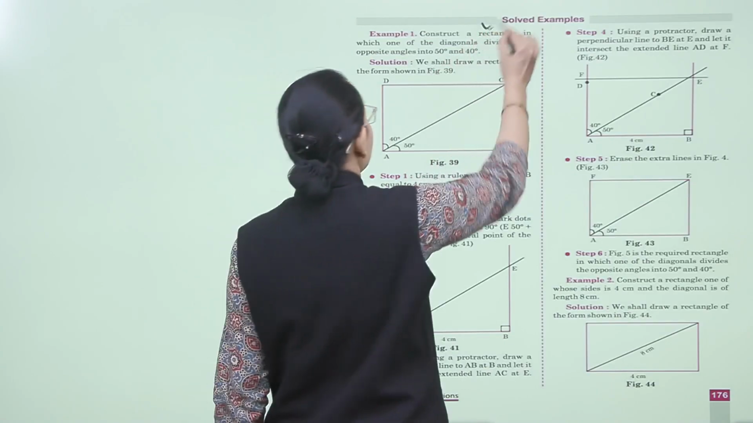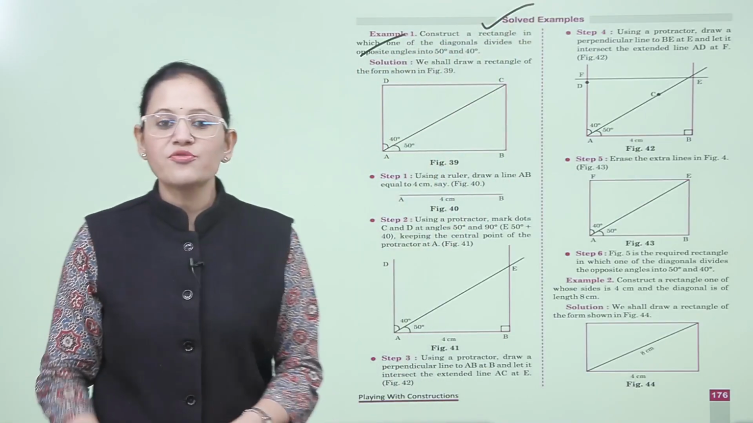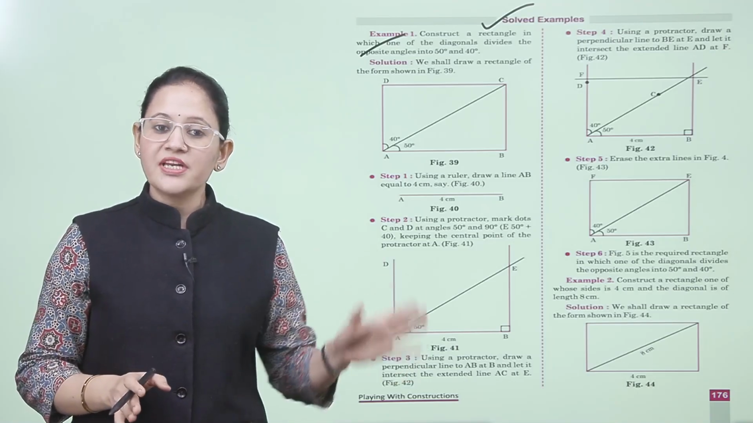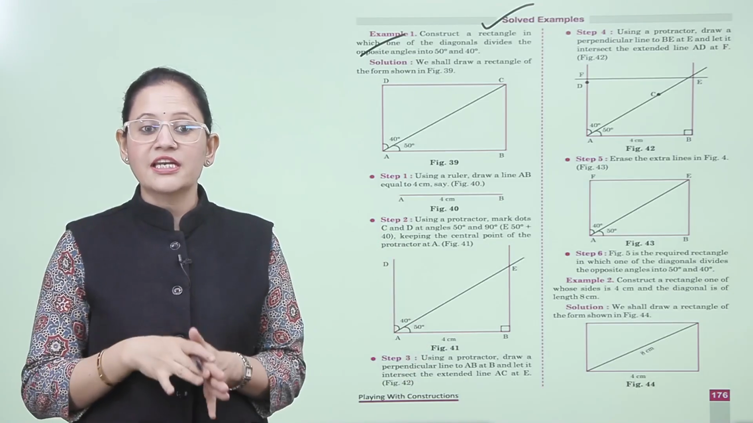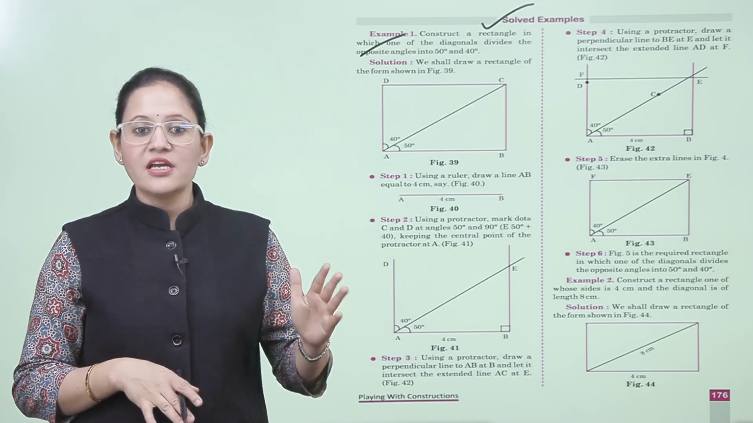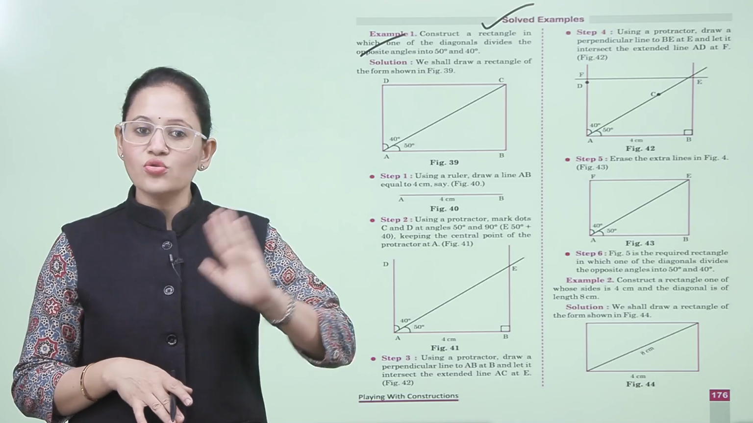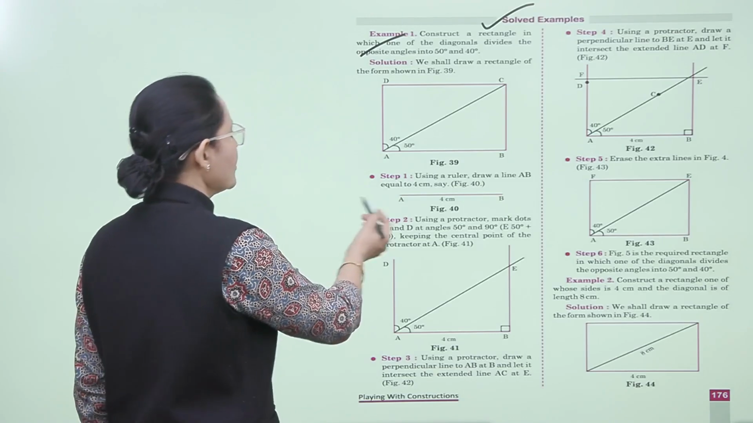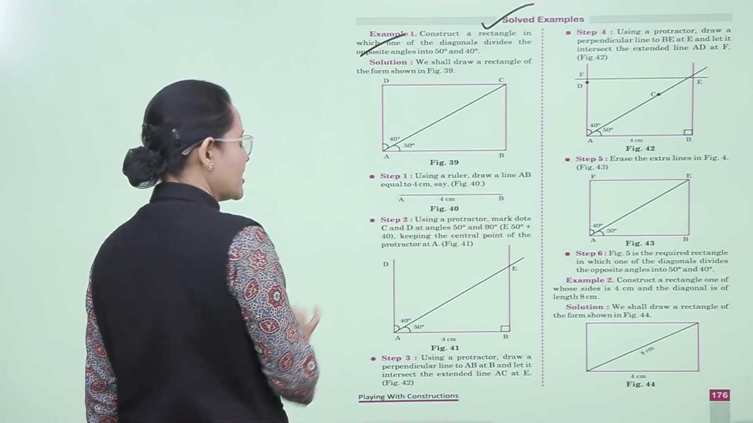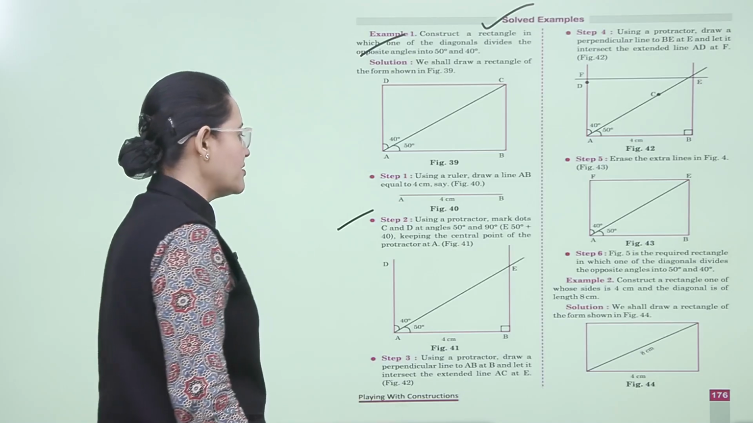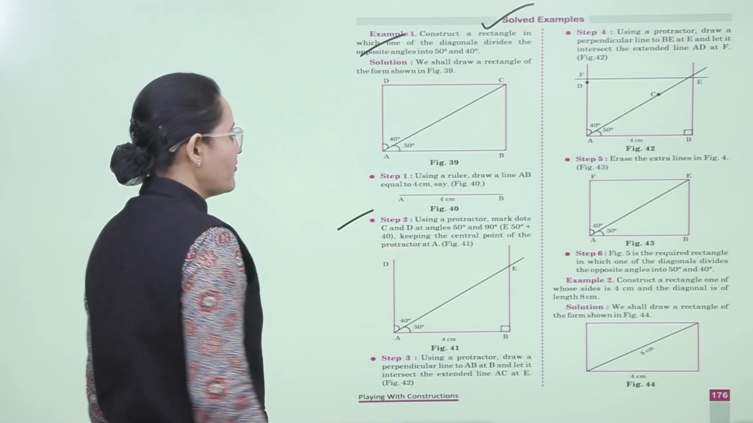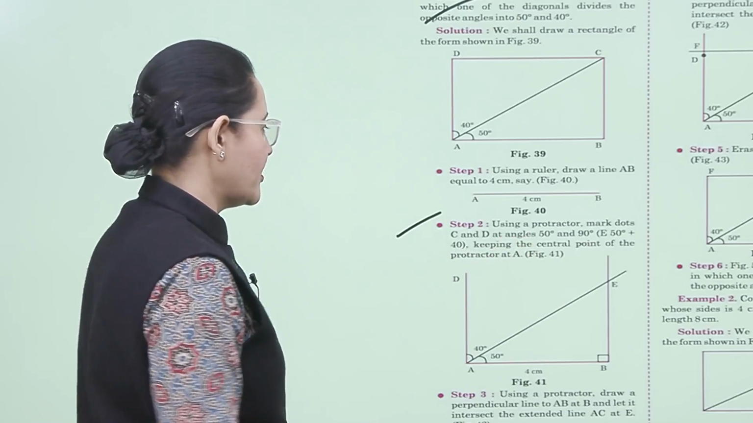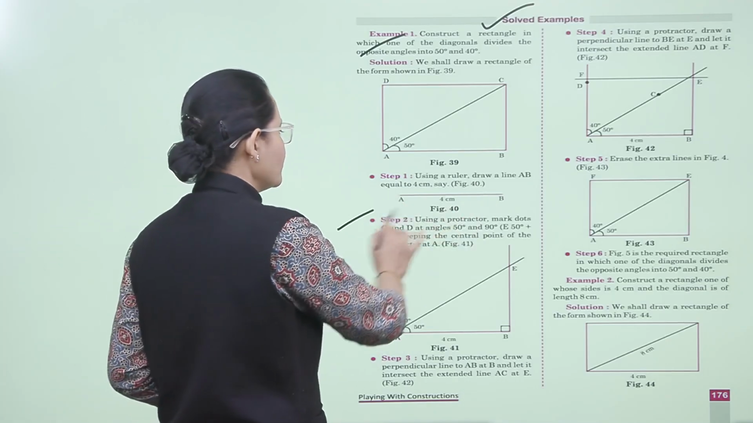Next, we'll take some more examples. Example 1. We have to construct a rectangle in which one of the diagonals divides the opposite angle into 50 degree and 40 degree. So we have to construct a rectangle and draw a diagonal so that it divides the opposite angle into two different angles, 50 and 40 degree. For that, what will we do? First, we'll draw the line segment AB, 4 centimeter. Next, using the protractor, mark the dots C and D at angle 50 degree and 90 degree, 50 plus 40. So first, we'll draw the line segment using the protractor.